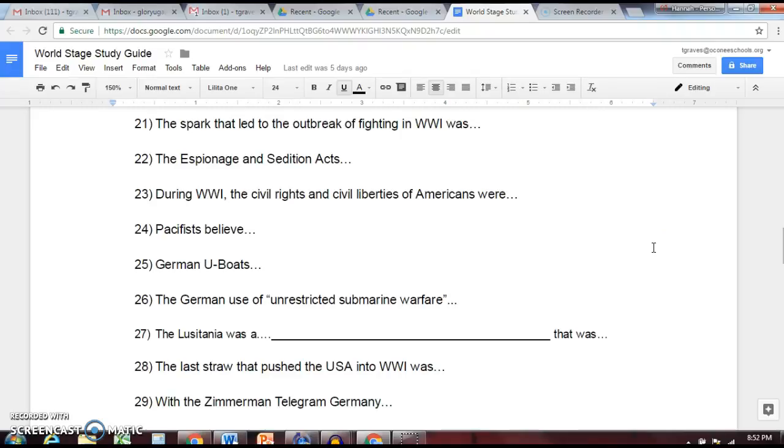Number 25, German U-boats were sinking ships in the ocean during World War I, and they were practicing what we call unrestricted submarine warfare, which means there's no restrictions on who they are going to fire on with their submarines. It doesn't matter if you're a naval vessel, actual battleship, or if you are just a civilian passenger liner. Number 26, the German use of unrestricted submarine warfare angered the United States and led them closer to war, made them very anti-German.